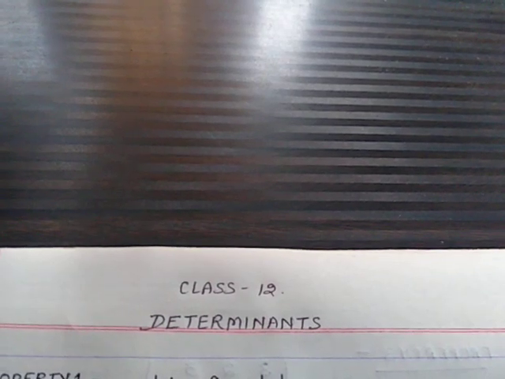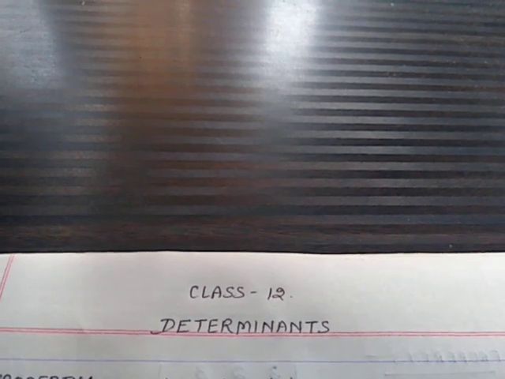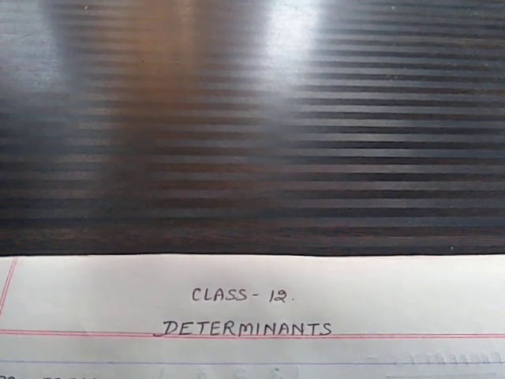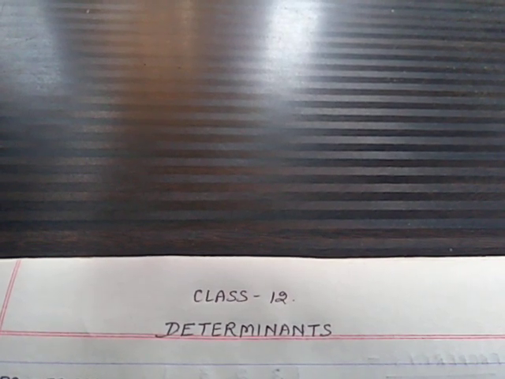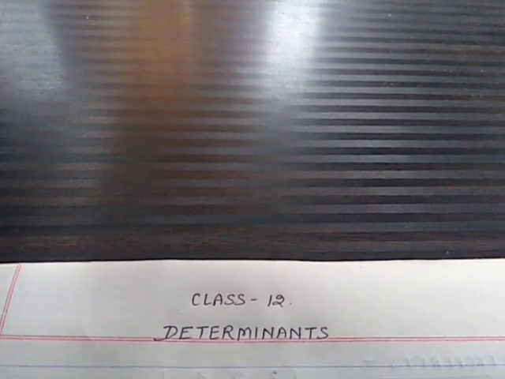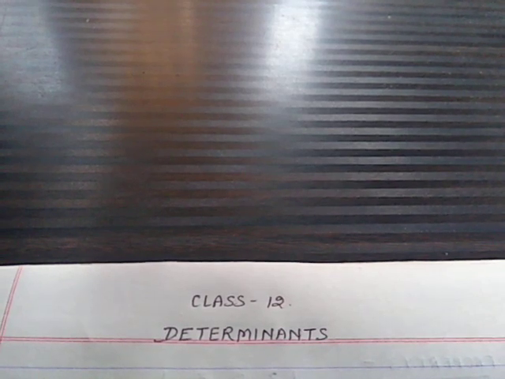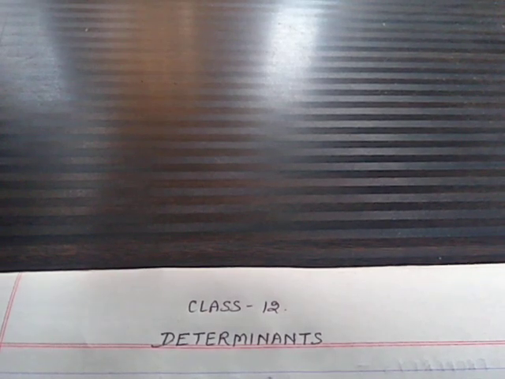Good morning, students. We have already done the expansion of determinants. That is how to expand a determinant and find its value. Now I am going to explain the properties of determinants. Now look at property number 1 given in the NCERT book, page number 109.